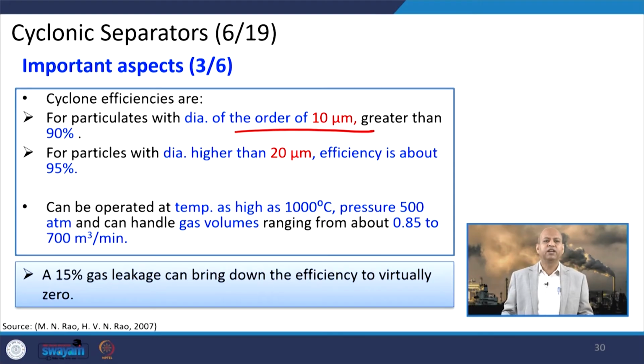So, a good flow rate can be handled. A 15% gas leakage can bring down the efficiency to virtually 0. So, leakage should not be there. That is a very important aspect in this case. Wherever there is leakage, it should be handled properly and promptly, otherwise efficiency will be drastically reduced.